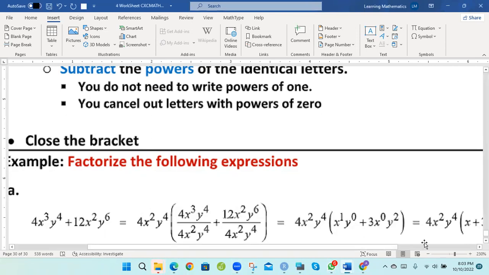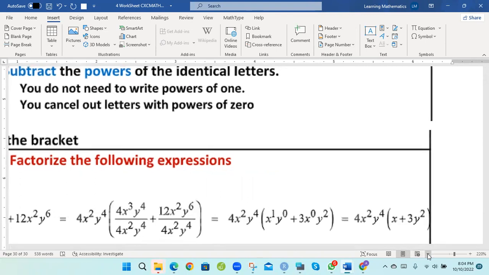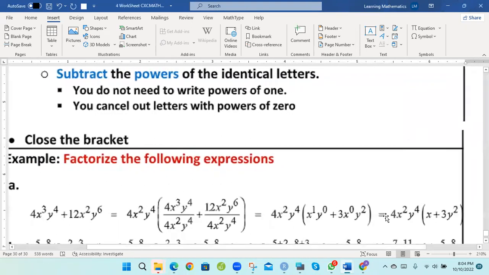Any value raised to the power of 0 is equal to 1. So that's like x times 1, x. 3 times 1 times y squared, 3y squared. And here you have it. Now, if you expand this, you're supposed to get back what you started with. Let's just briefly prove it. 4 times 1 is 4. x squared by x is x cubed. y to the 4, there is no y, so y to the 4. Then 4 threes are 12. x squared, there is no x, so x squared. But you have y to the 4 times y squared, y to the 6.